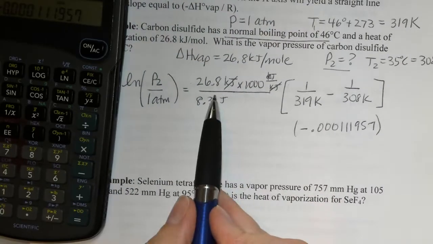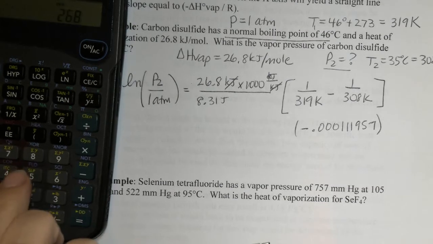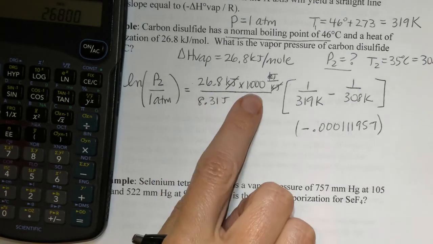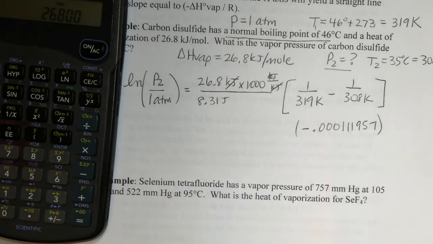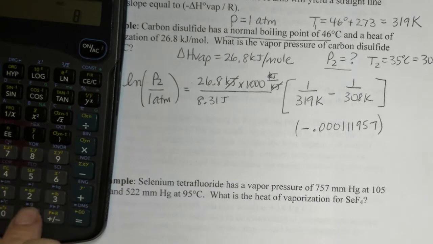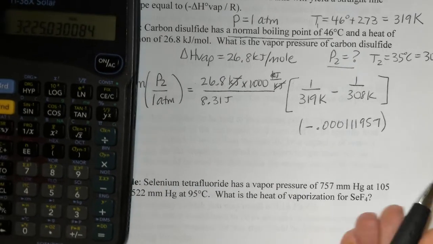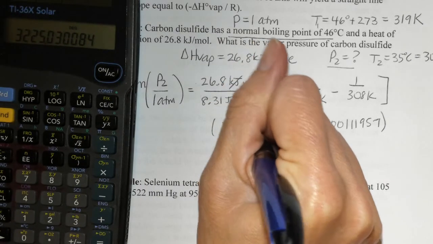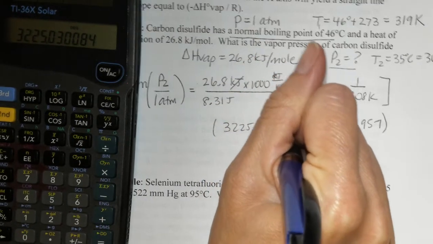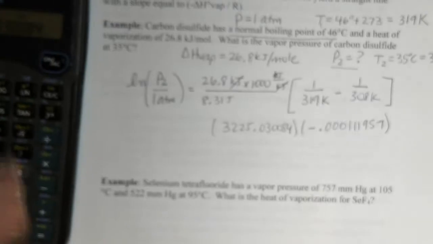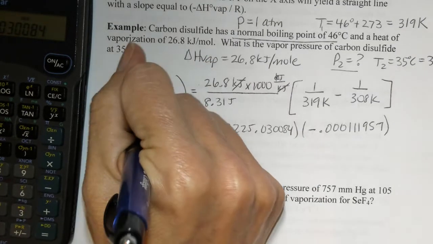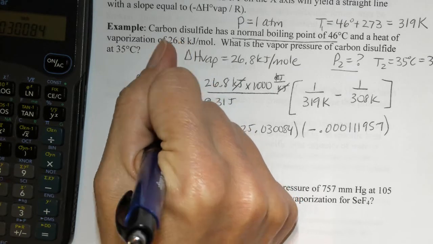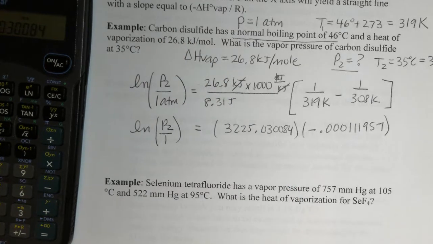Next part here, I'm going to take the 26,800. So 26.8 times 1,000 is 26,800. Divide that by the 8.31 constant, and that answer is 3225.030084 on my calculator. And this will be equal to ln of P2 over 1, which means just P2.